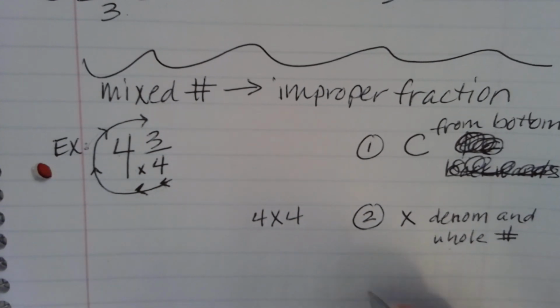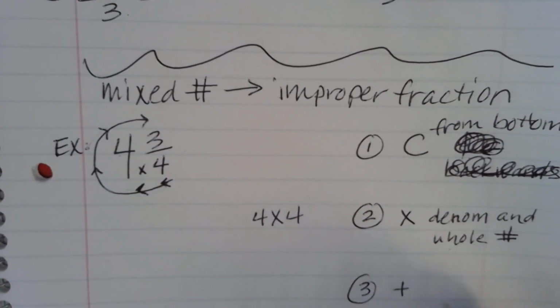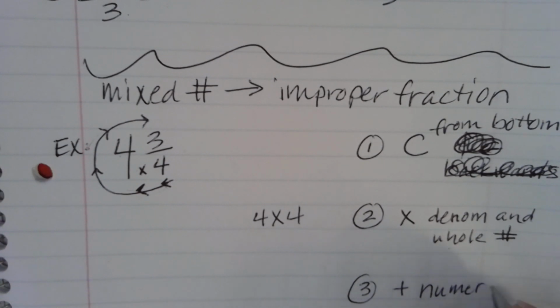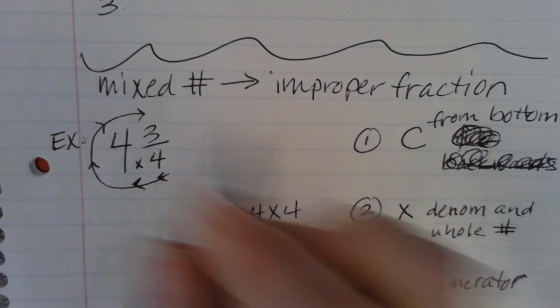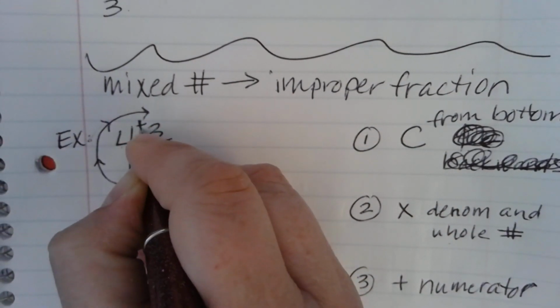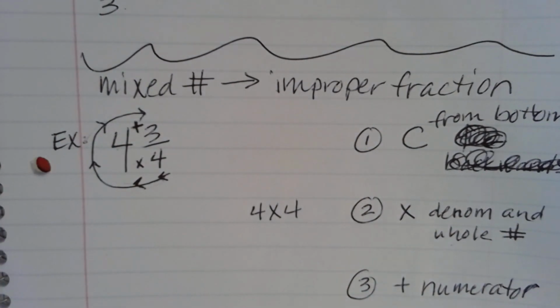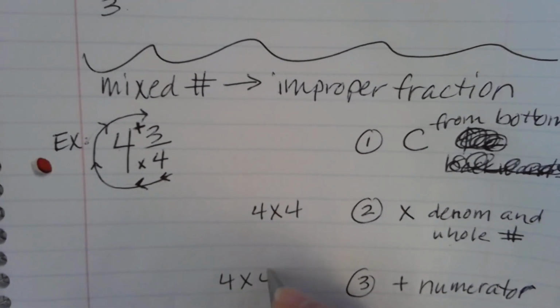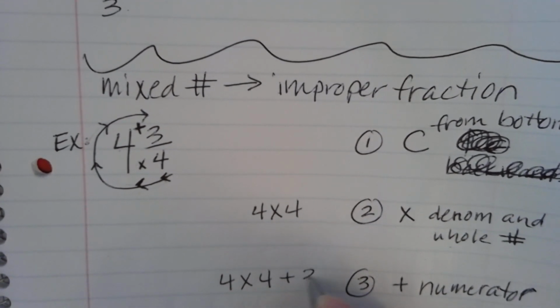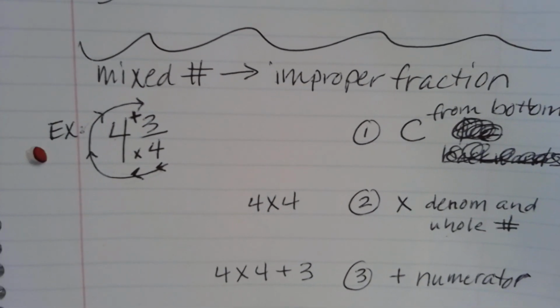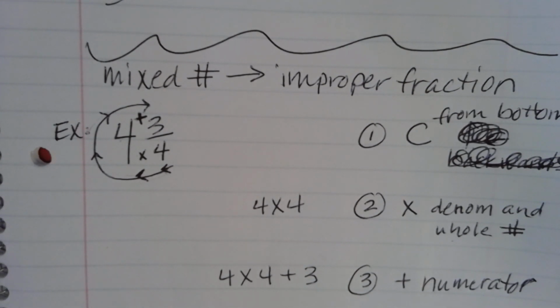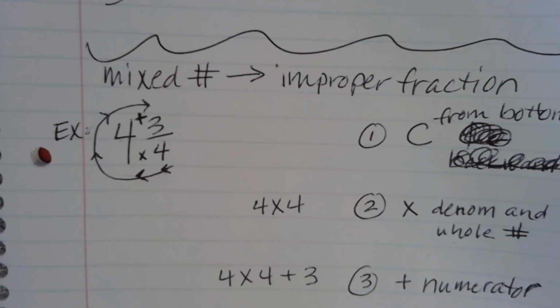Now, step 3, I will add the numerator. I'm going to say add numerator here. Oops, am I running out of ink again? And I'm going to put a plus up here between the 4 and the 3. So now I have 4 times 4 plus 3. Move that up a little bit. Take a second, pause the computer if you need to, but let's get that caught up.